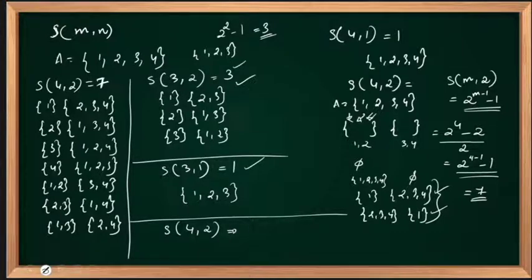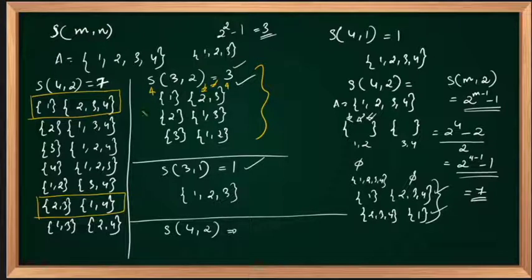So that means if you see all the partitions here, I can add 4 into this portion, or I can add 4 to this portion, right? Still, it will be having two partitions. So if I add to this portion, it will be 1, 4, 2, 3. That is here, right? If I add 4 to here, that will be 1, 2, 3, 4.